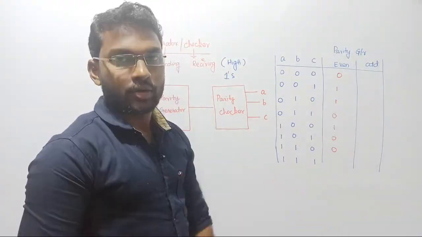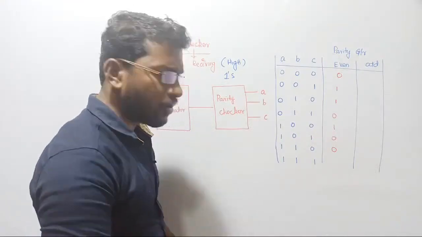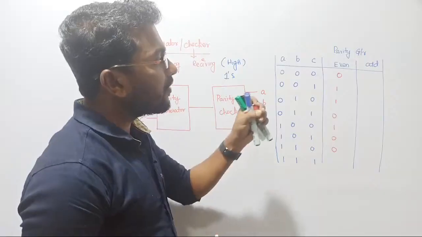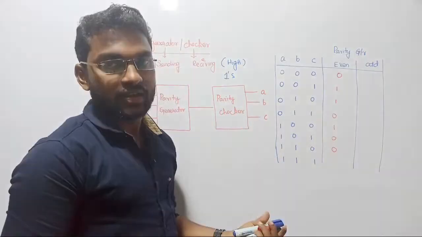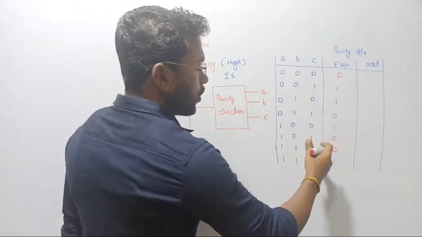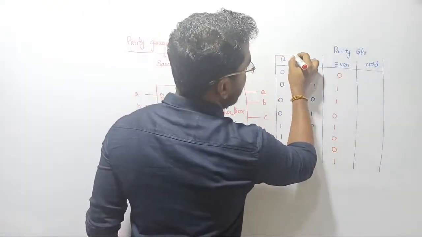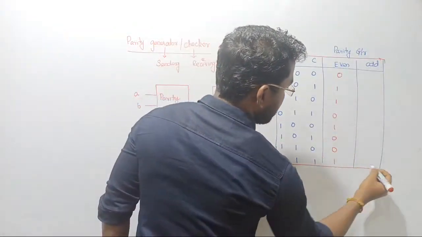What about 1, 1, 1? 3 ones are there. Is an odd number of ones acceptable? No. Since we are discussing even parity generator, in even parity generator we have to consider only an even number of ones. So 3 ones are there. I have to add one more one such that 1, 1, 1, 1. Totally 4 ones are there. Now, happily you can transmit the data from sending end to receiving end with the help of even parity generator.